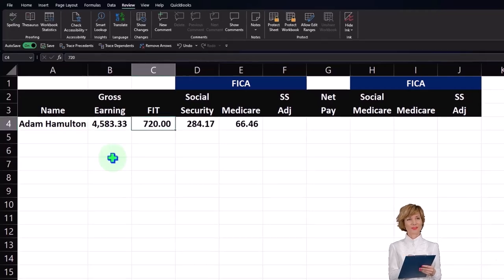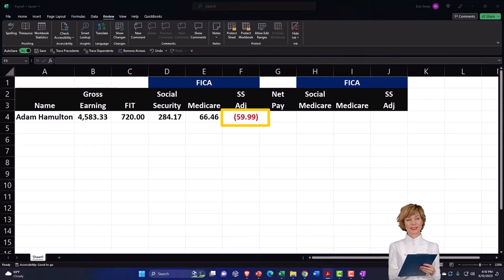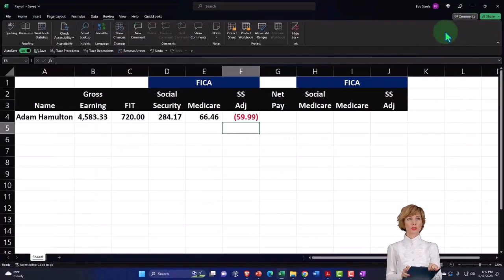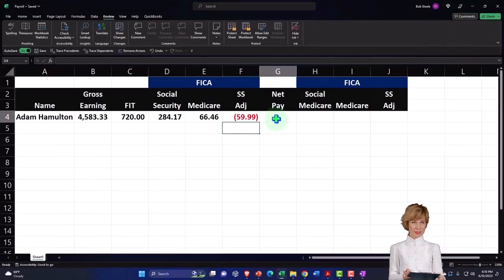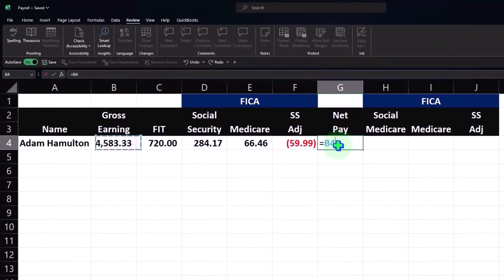And then I'm gonna make an adjustment to Social Security so I can tie out to my amount on our bank reconciliation, which we'll talk about later. So this is kind of a mess up here, but I need to tie out to that number. So we're gonna make a little bit of an adjustment. So the net pay then is gonna be equal to this minus this minus this minus this minus my adjustment.